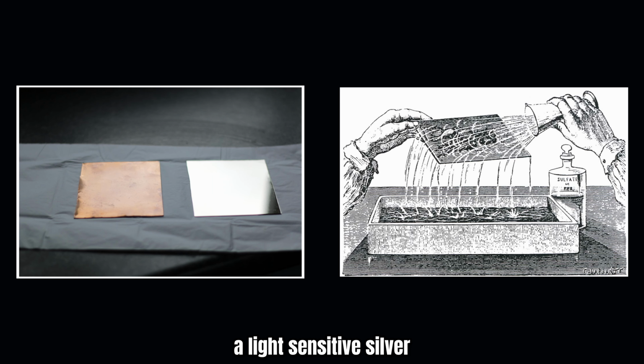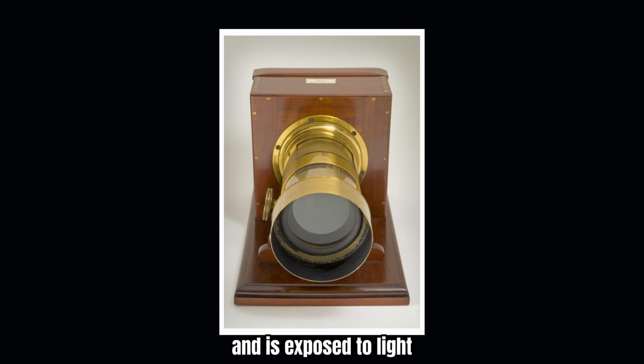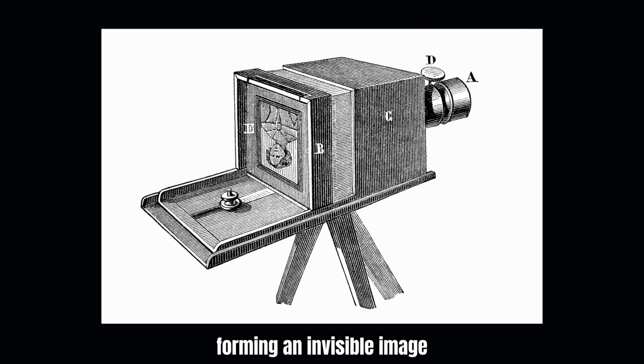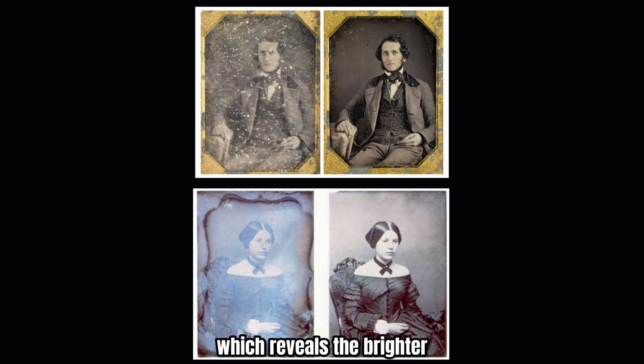Level 10. Daguerreotype cameras. A light-sensitive silver-coated metal plate is placed inside a sealed camera and is exposed to light through a glass lens, forming an invisible image on the surface. It is then exposed to mercury vapor, which reveals the brighter areas before chemicals remove everything that didn't react.